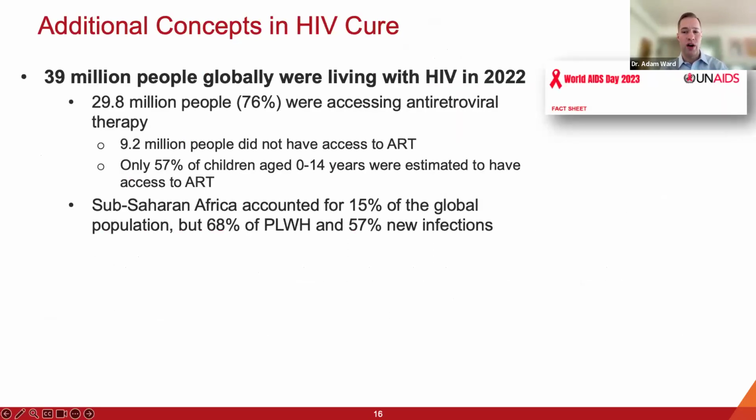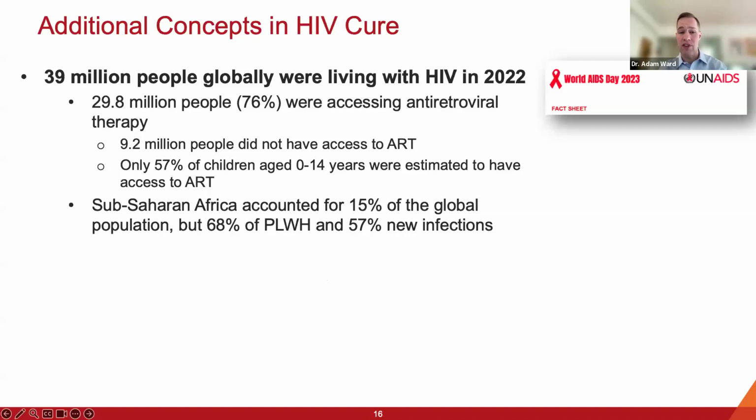So we know that antiretroviral therapy is life-saving. However, these statistics are from the most recent UNAIDS fact sheet. In 2022, 39 million people globally were living with HIV, but only 76%, so 29.8 million people, were estimated to be accessing antiretroviral therapy. So that means that about 9.2 million people globally did not have access to therapy in 2022. And it was estimated that only 57% of children ages 0 to 14 years were estimated to have access to therapy. So there are people still globally that don't have access to antiretroviral therapy.